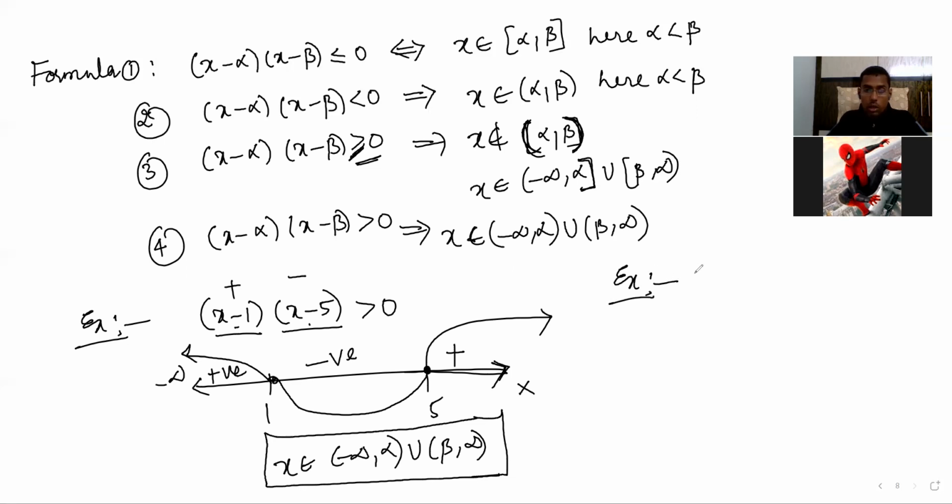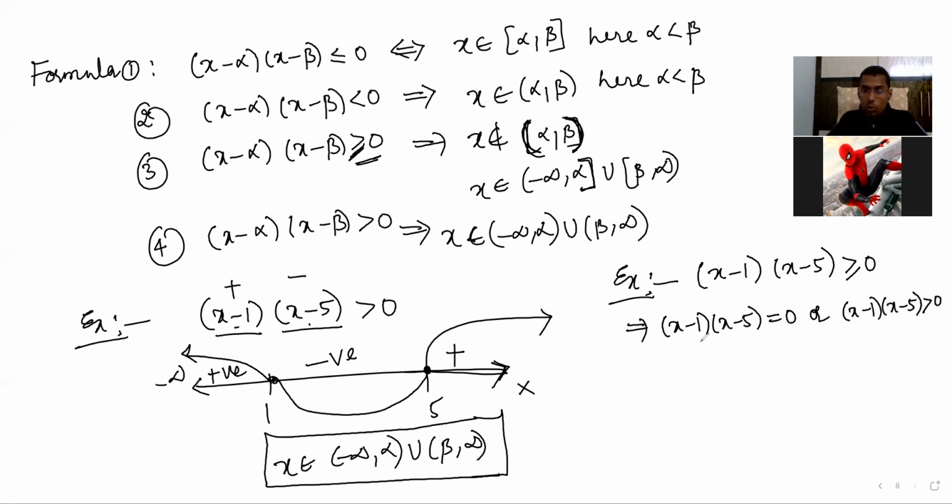Here, x minus 1 into x minus 5 greater than or equal to 0 implies x minus 1 into x minus 5 equal to 0, or x minus 1 into x minus 5 is greater than 0. For this or this, it can be anything, that is x equal to 1 or 5, or x greater than that. This means 1 and 5 are included. x can be equal to 1 and 5 also.